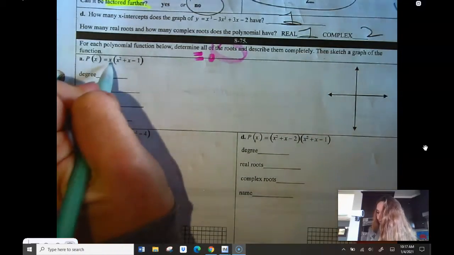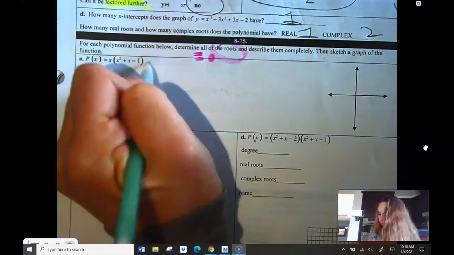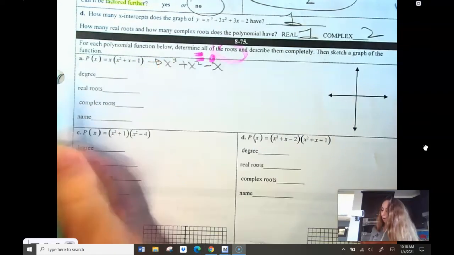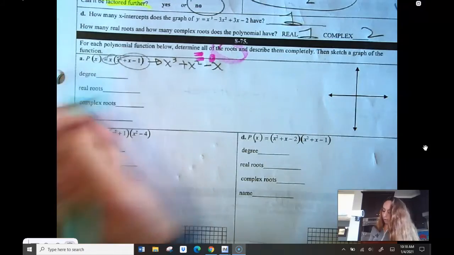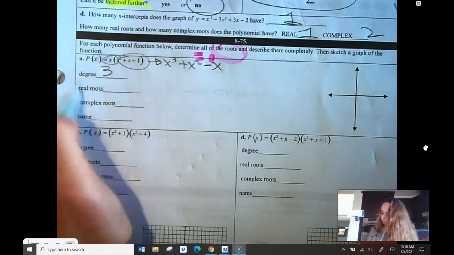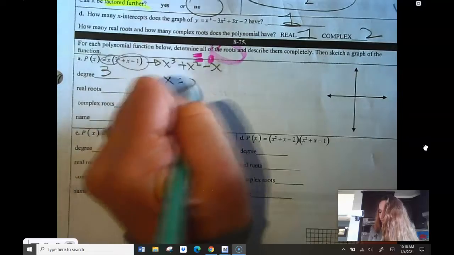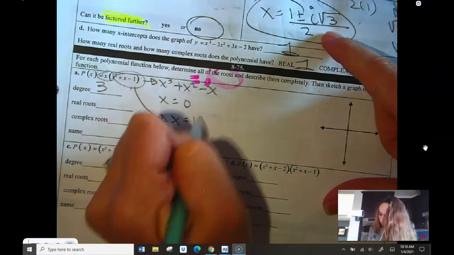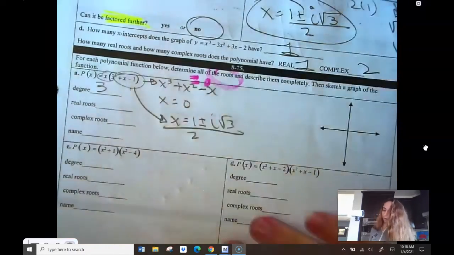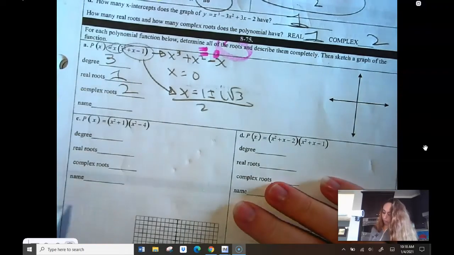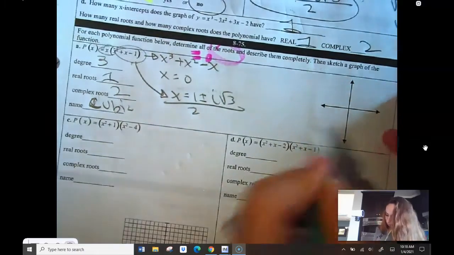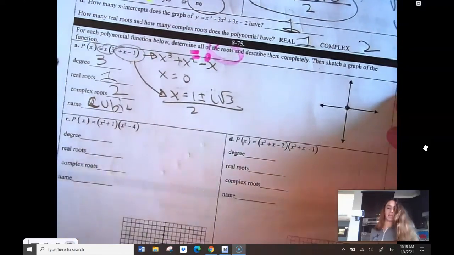I need to get a new pink pen. So I'm going to set, degree. The degree would be 3, because if I re-multiplied this out, I get x cubed plus x squared minus x. Or I could go, hey, there's 2 x's here, and there's 1 there, and that makes 3. One of the real roots, if I set x equal to 0, it's 0. Now, if I set this equal to 0, we learned that that's imaginary. So this x is 1 plus or minus i root 3 over 2. So this one has 1 real root and 2 imaginary. It's a cubic, and it's positive. So it crosses at 0, and then it doesn't cross anywhere else.